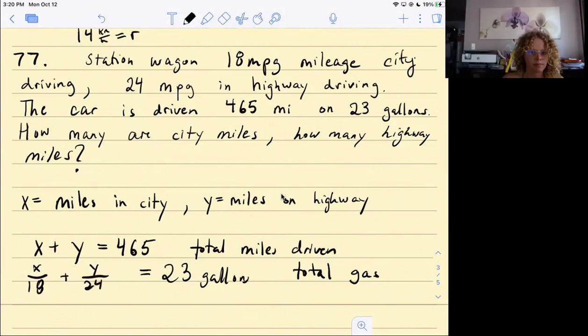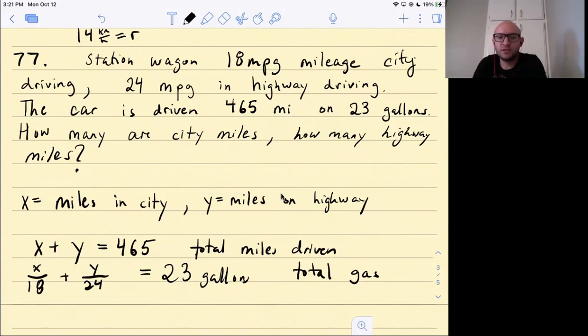Oh yeah, sorry. Awesome. So in effect, it's really similar to the Mesa College problem, but instead of being like 3x plus 4y, you have numbers in front of it that are weirder. They're 1 over 18 and 1 over 24. That just comes from how mileage works and the information they're telling us to set it up. But essentially, it's the same type of problem.